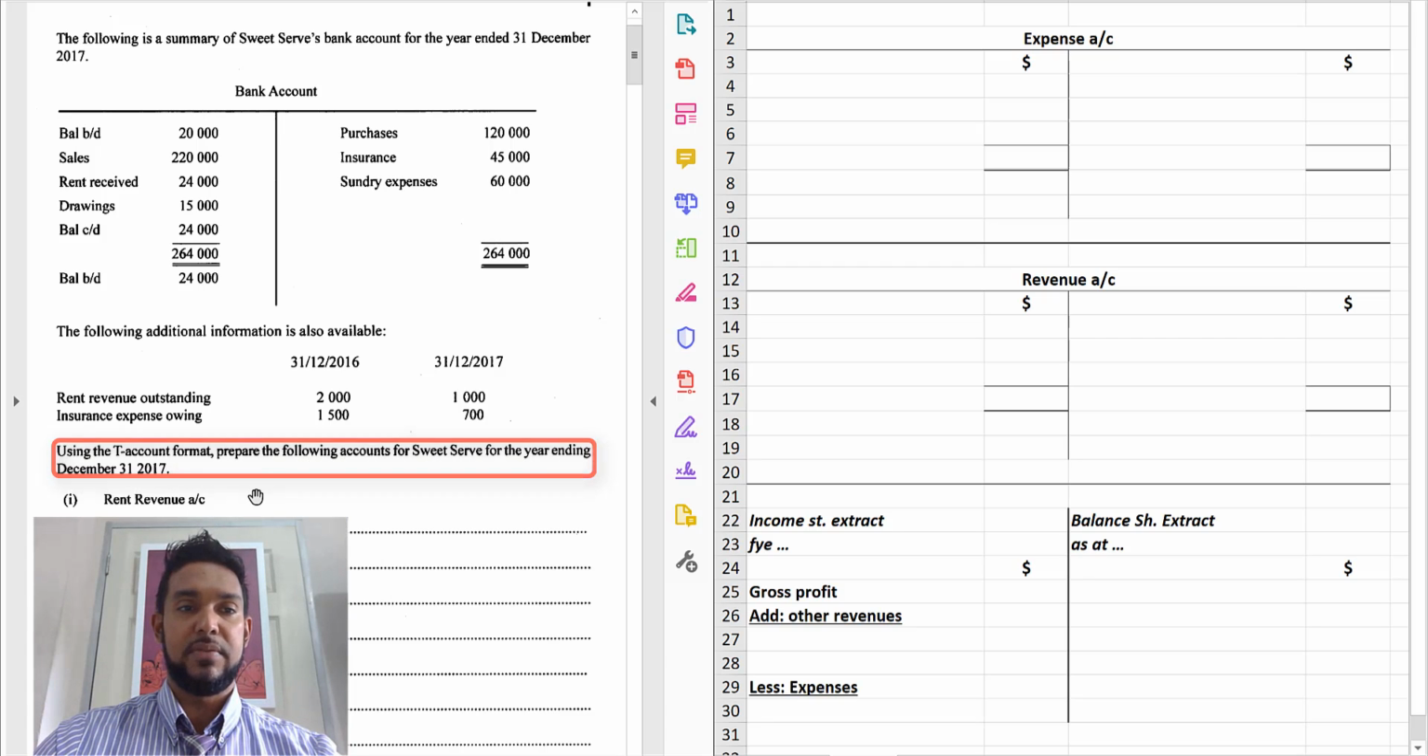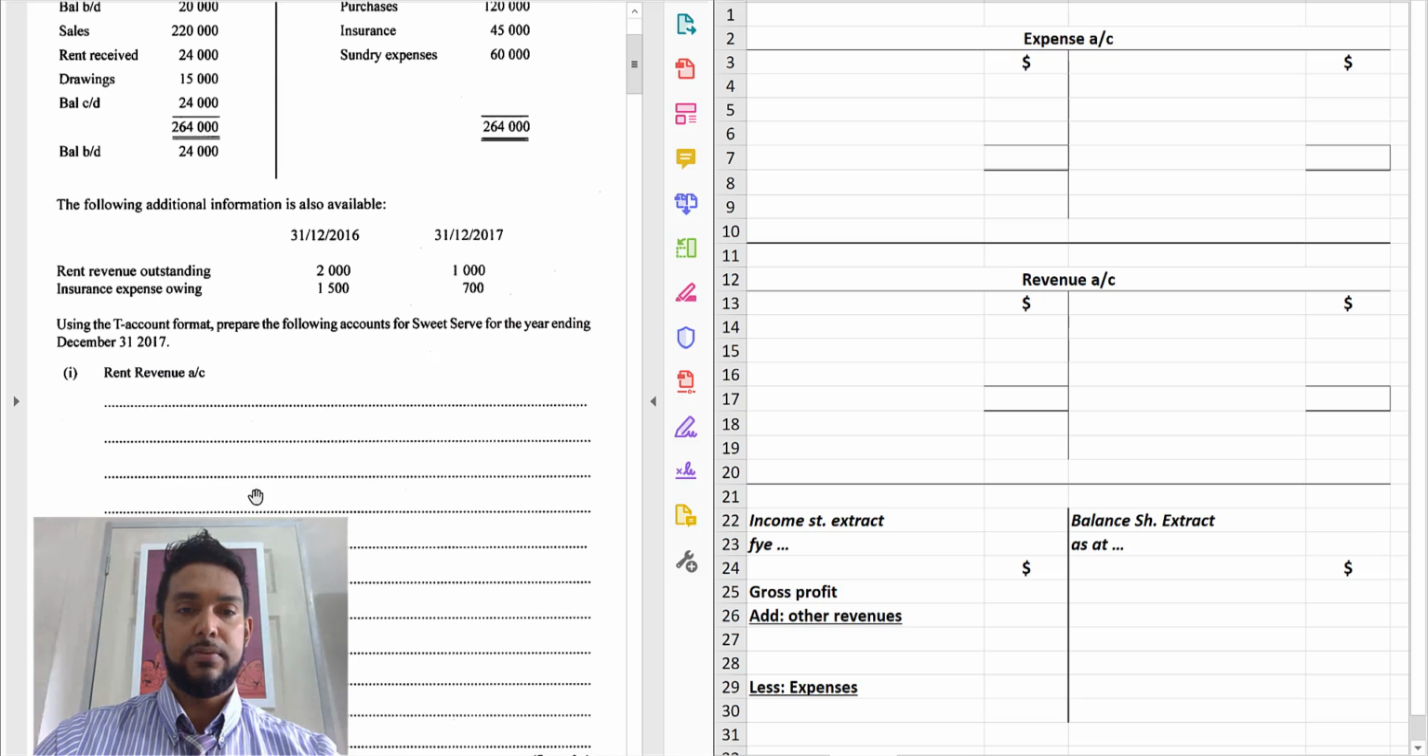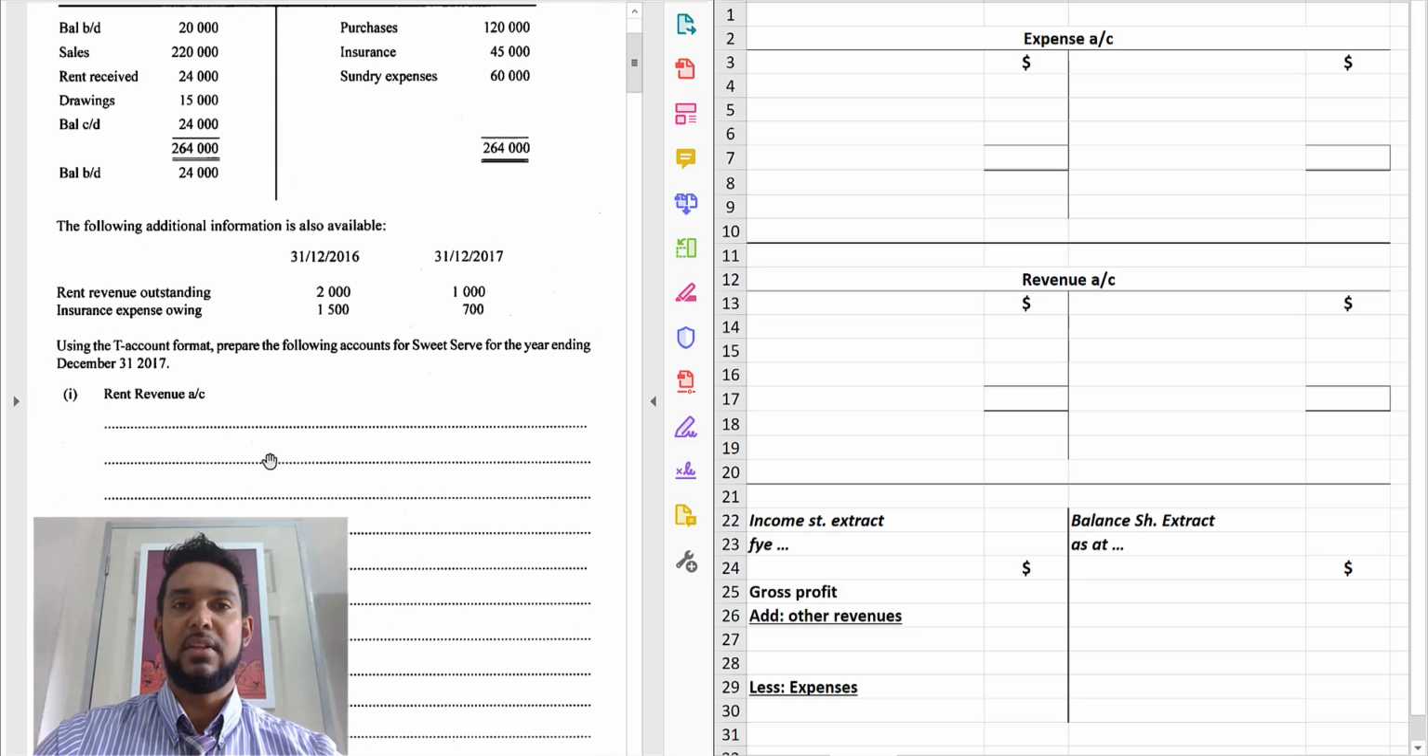Okay, so using the T account format, prepare the following accounts for SweetServe for the year ending December 31st, 2017. I'm guessing they meant for you to draw up your own T account as opposed to them giving you T accounts to write up. So let's do the rent revenue account. We're coming across on the right-hand side here.